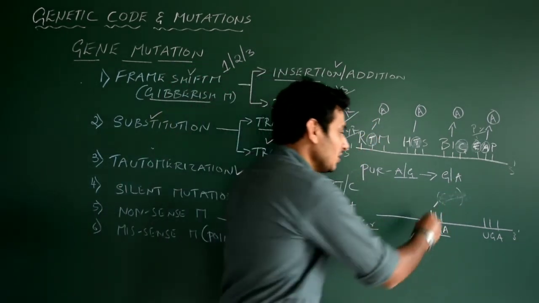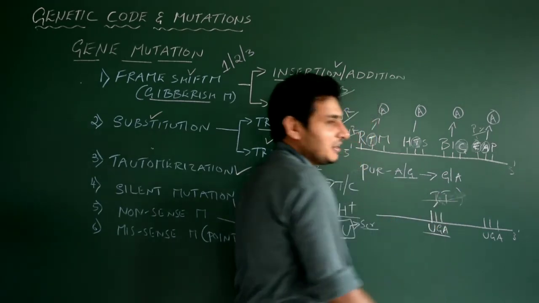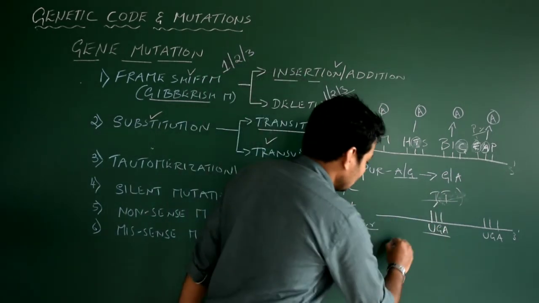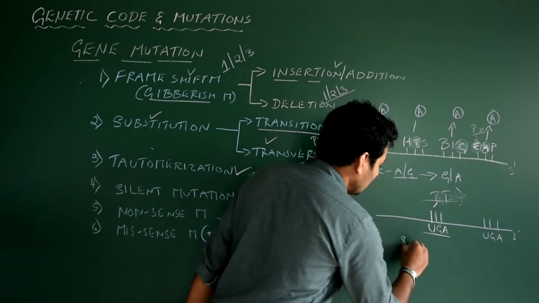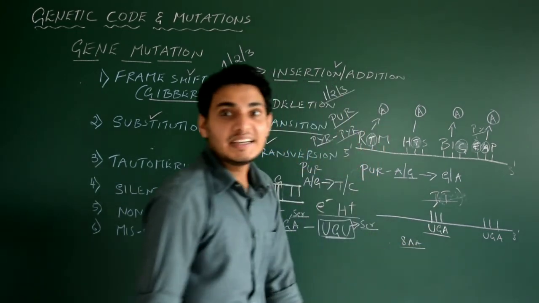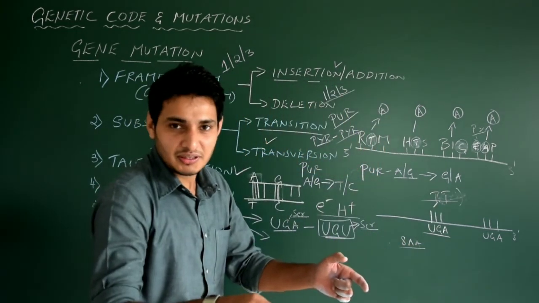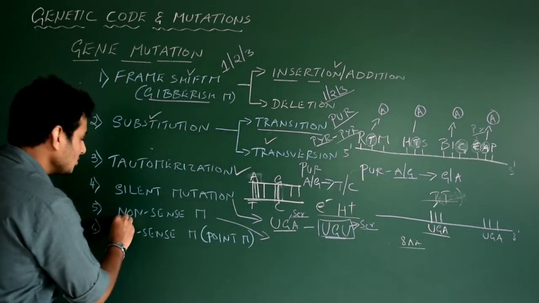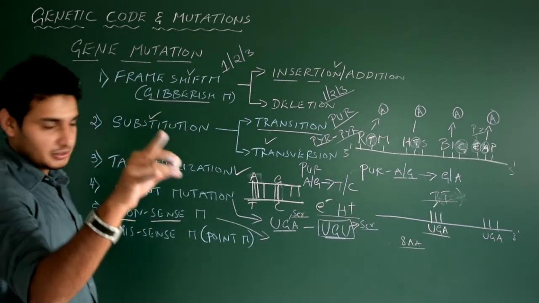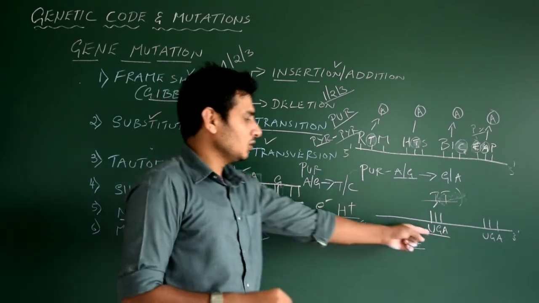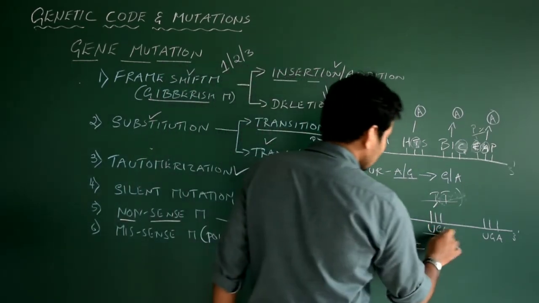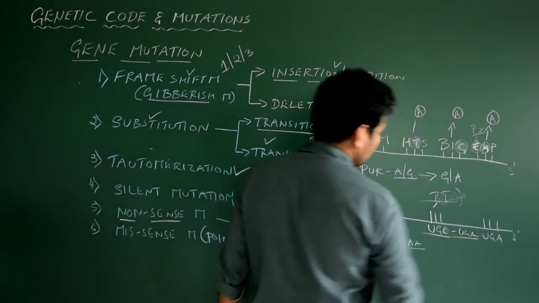What's going to happen now? Termination of translation. That means you are going to get a polypeptide chain of 8 amino acids instead of 18 amino acids. Are you getting my point? Yes. So that is nonsense mutation. Note this point. Remember this: UGA, UGC, UGA. That's it. Okay, it is understood.